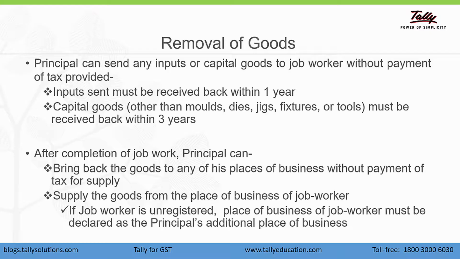For this, if the job worker is unregistered, the place of business of the job worker must be declared by the principal as his place of business. If the job worker is registered, declaration of additional place of business is not required. Also, for certain notified goods, declaration of additional place of business is not required.